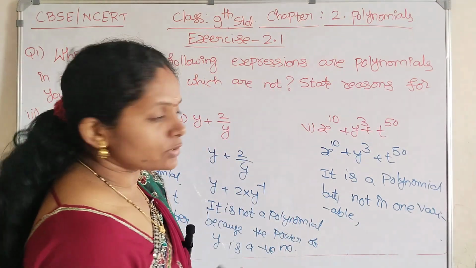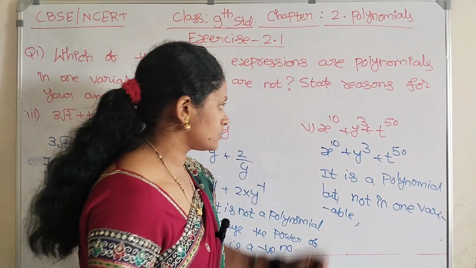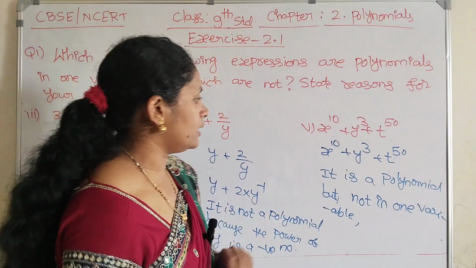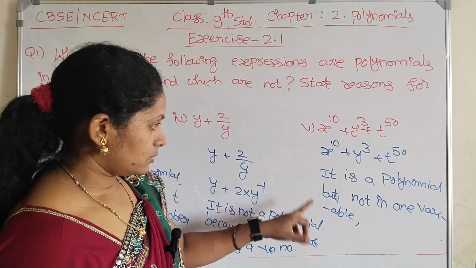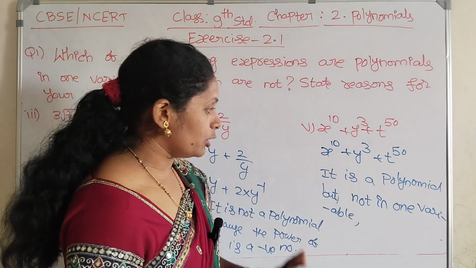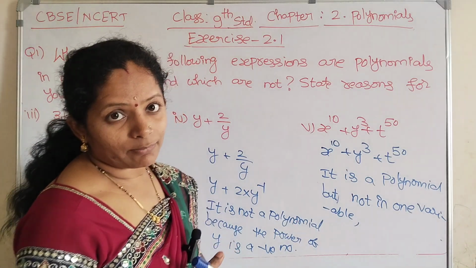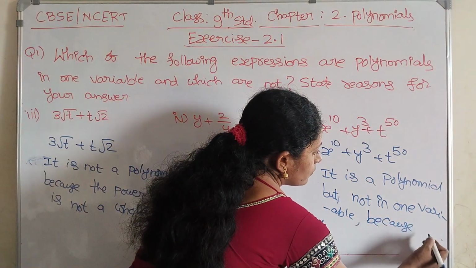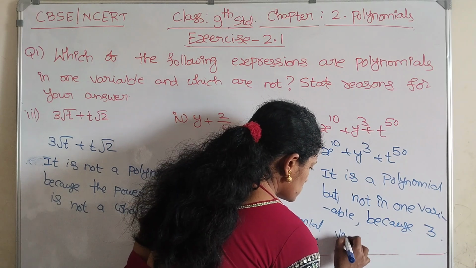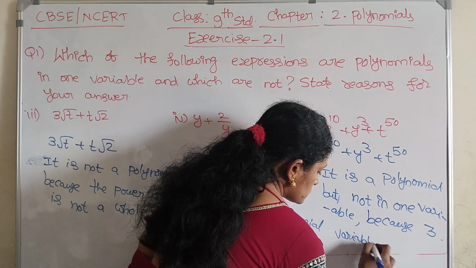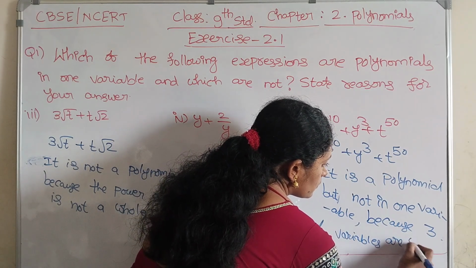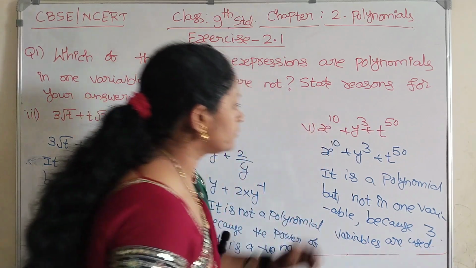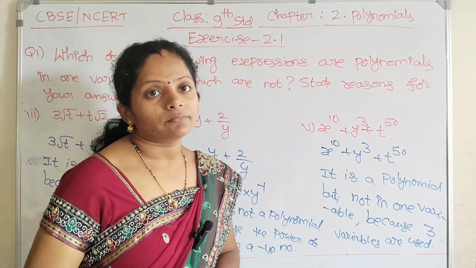How many variables are used? 3 variables are used. That is x, y and t. It is a polynomial but not in one variable because 3 variables are used, named as x, y and t.